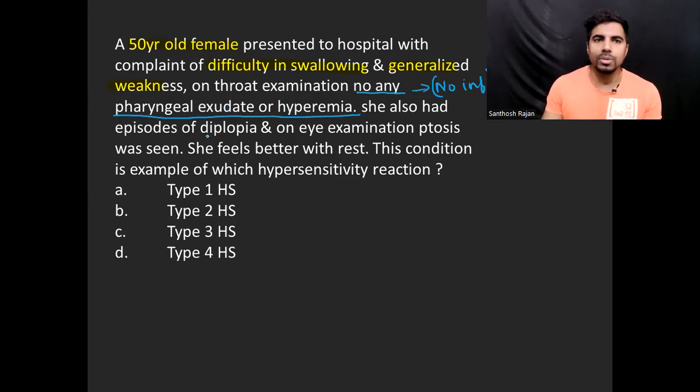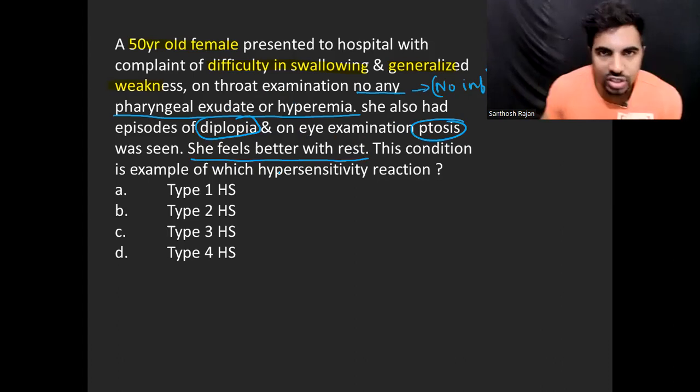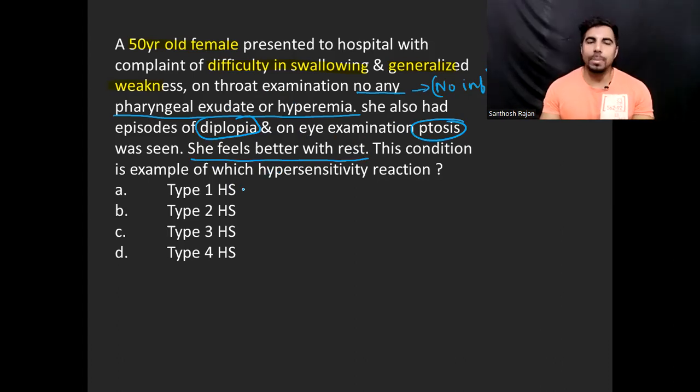She also had an episode of diplopia. This is important, diplopia, and on examination ptosis was seen. What I'm looking at here is that she feels better with rest. When she rests, she feels good. So what is the hypersensitivity reaction?